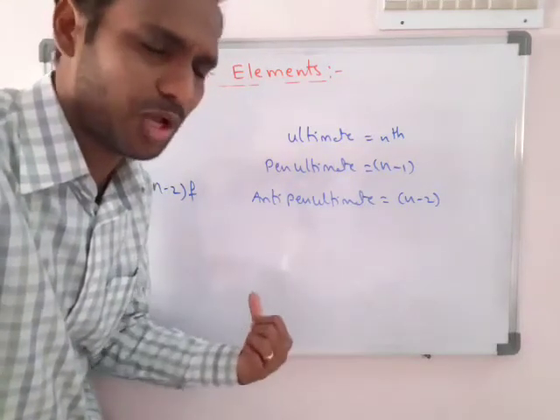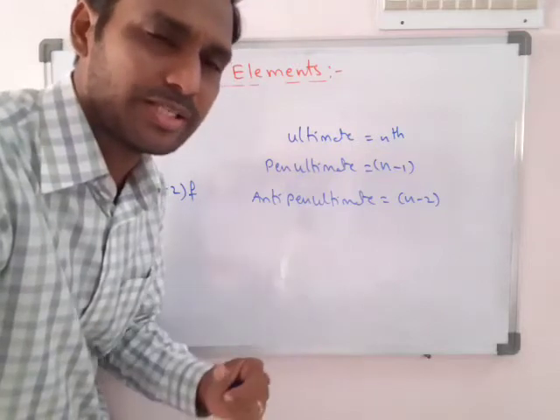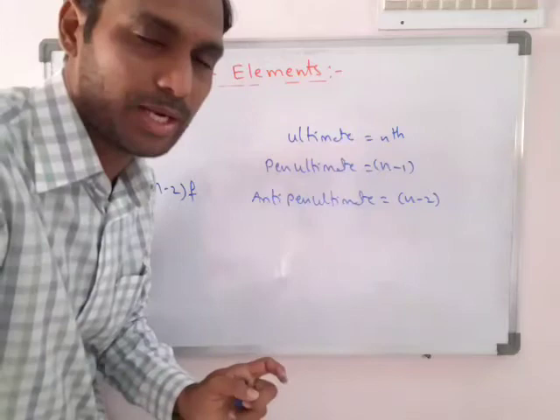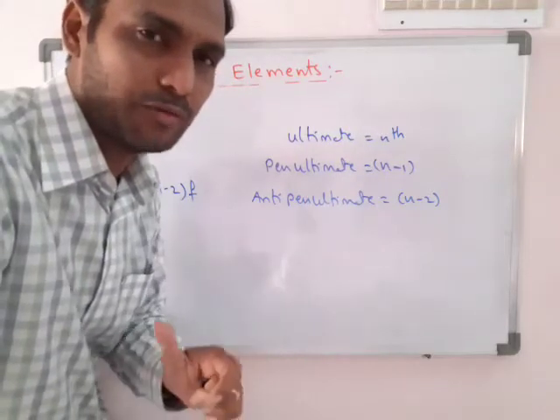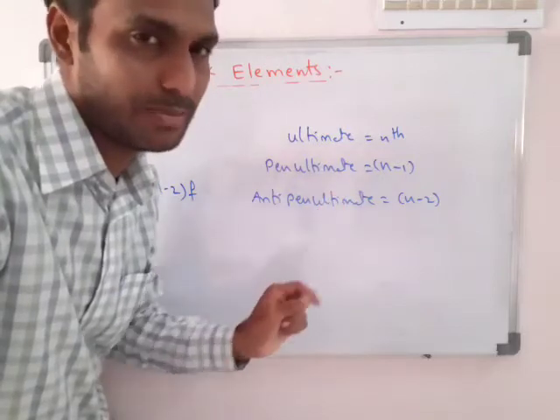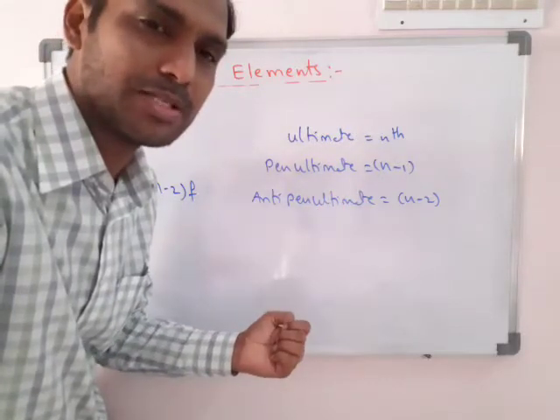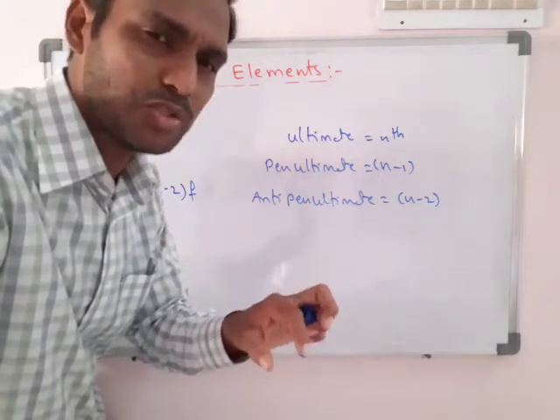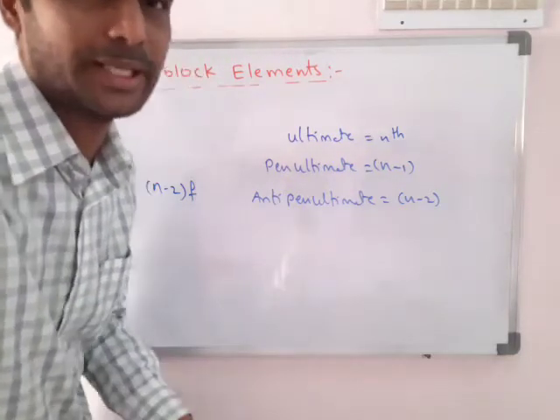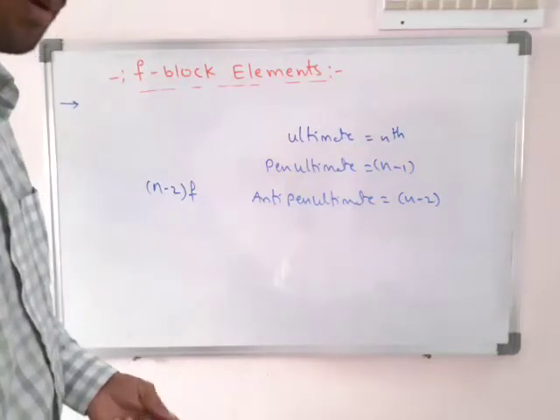Okay, so f block. But what is the difference? For s and p block elements, it is the nth shell. For d block elements it is the penultimate shell, the last but one shell. For the f block elements, the electron must enter the f orbital, but it enters in n minus 2. Therefore we are mentioning this as a separate definition.